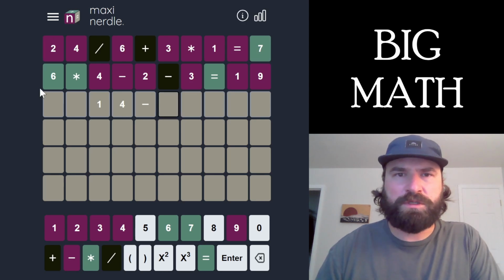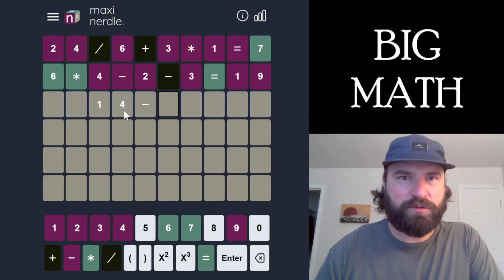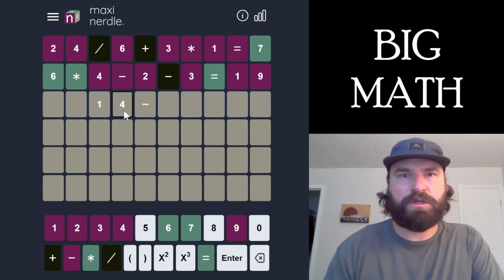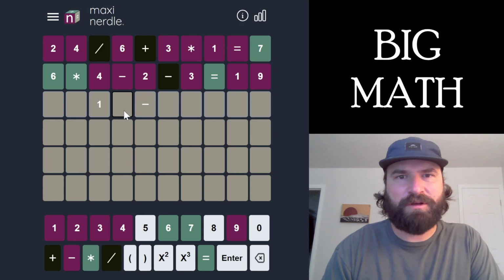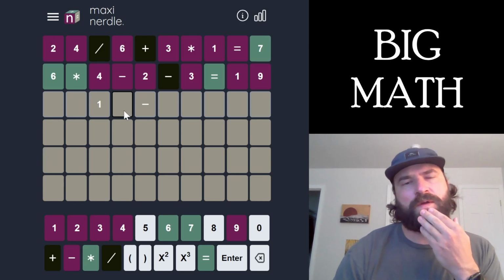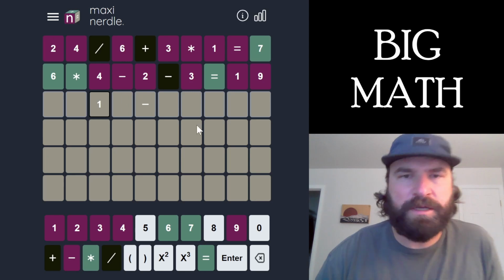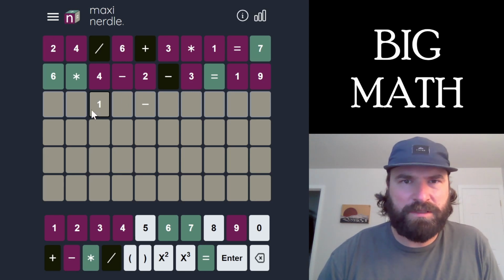6 times 14 would end in a 4, and then I'd have to subtract a 7. That doesn't work. I don't even see this working. 6 times 19, there's no way. Wait, how do I make this work? 6 times 12 ends in a 2, and I would have to subtract a 5. Okay, so, I mean, this number can't be a 1 then? Is that what that's telling me?